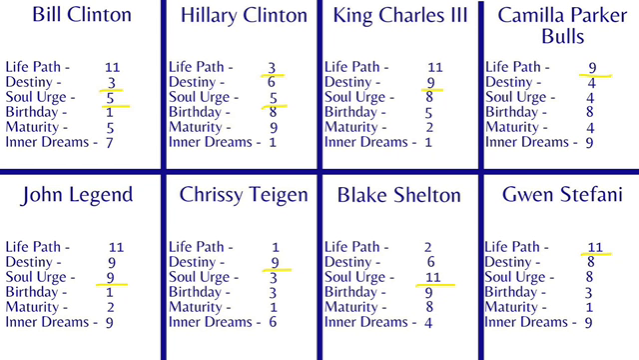John Legend and Chrissy Teigen, they both have the same destiny number, right? Both have a destiny number 9. And so they're both headed in the same direction, right? With that destiny number 9.